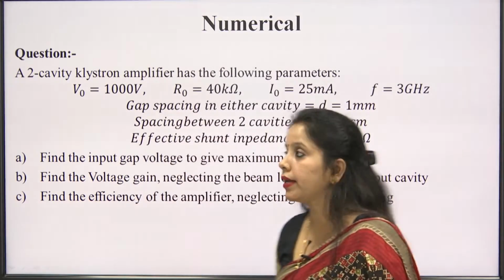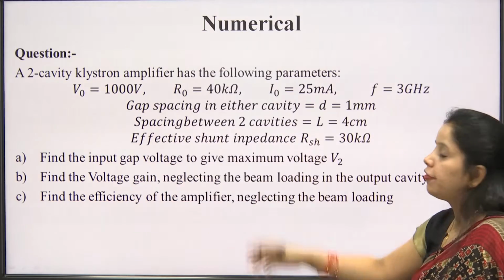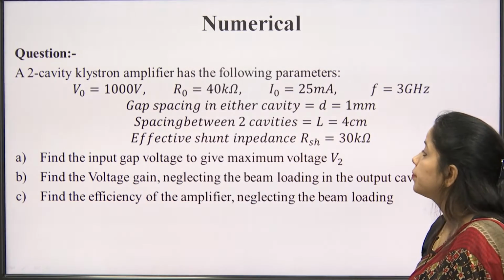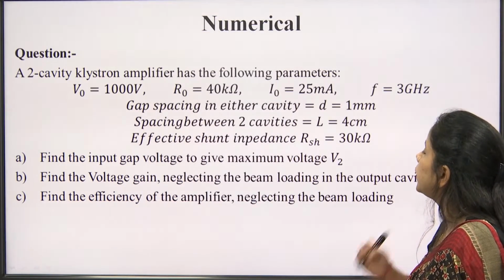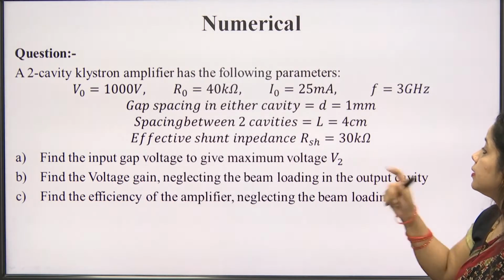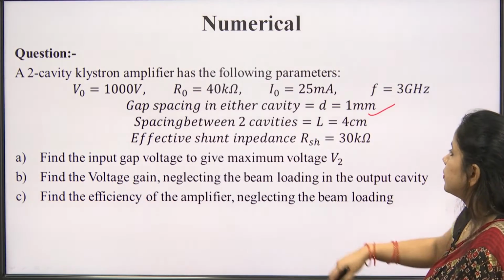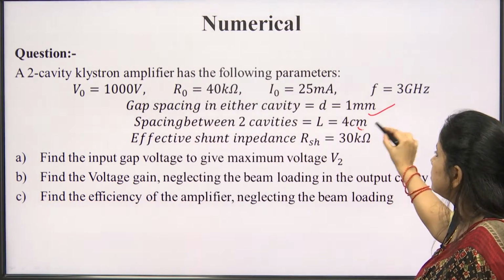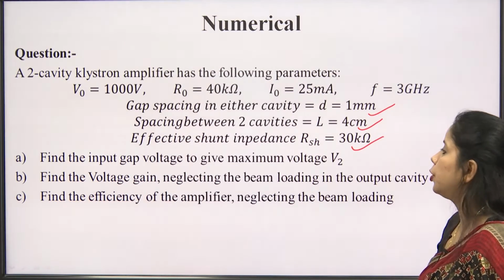Let us now do one numerical based on this. A two cavity klystron amplifier is given where V naught is equal to 1000 volt, R naught is equal to 40 kilo ohm, I naught is equal to 25 milliampere, f is equal to 3 gigahertz. Gap spacing in either cavity is given by this, spacing between the two cavities is equal to this, and effective shunt impedance is 30 kilo ohm.